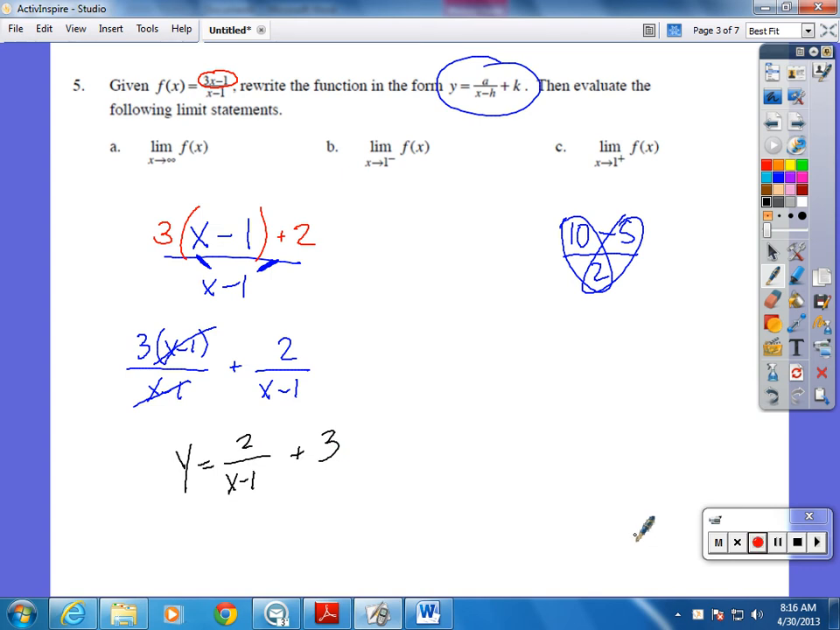Then we need to evaluate the limit statements. Okay? Now, you don't need to use a graph for this, but you can. If you are better at using a graph, then sketch a graph. Right 1, up 3. Okay? And that tells you your asymptotes.